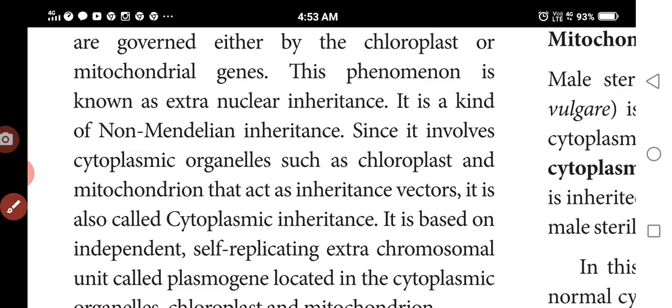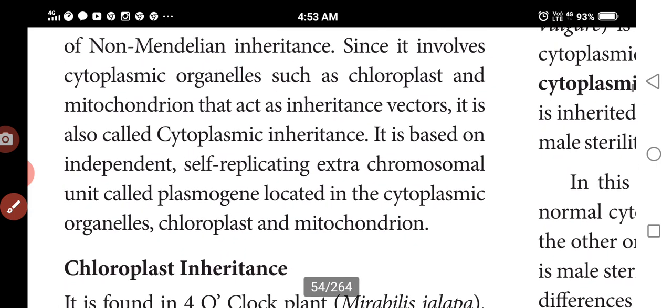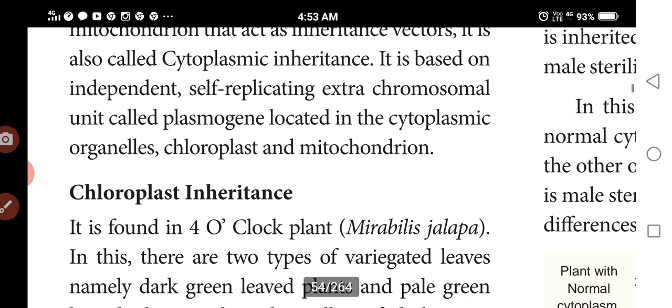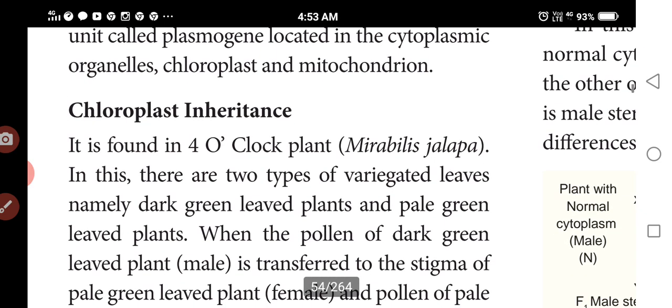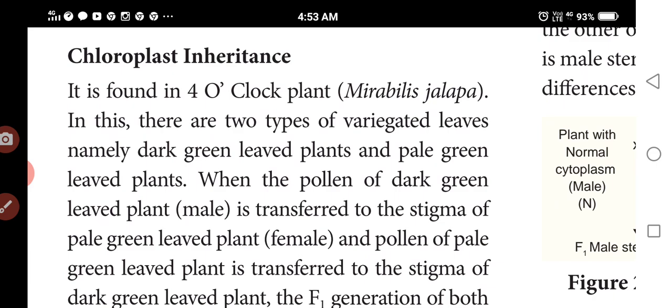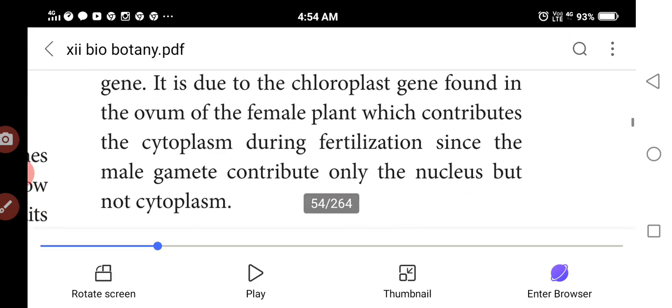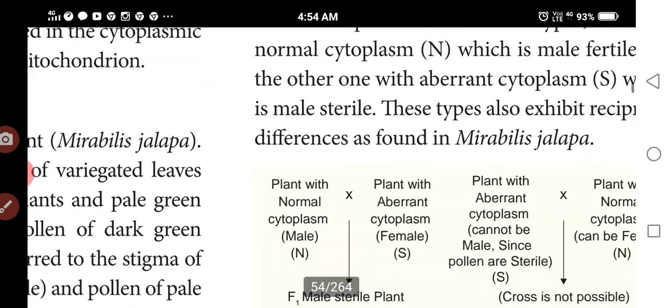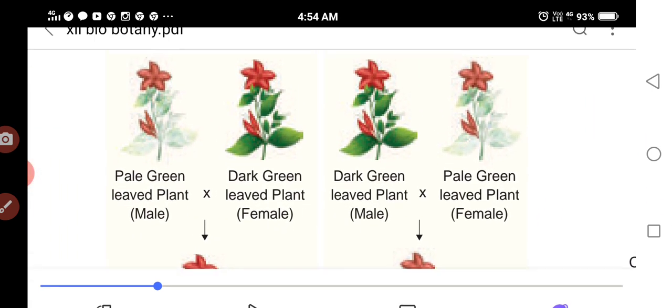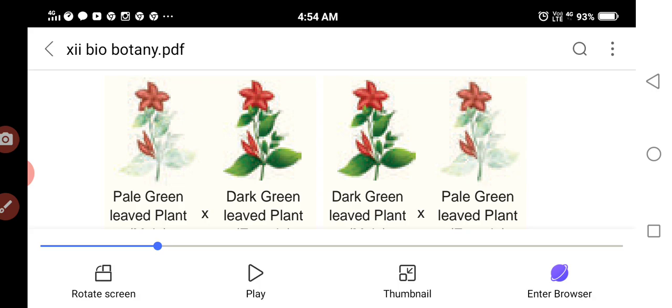Do you know that plasmid extra chromosomal elements are self-replicating and independent? These are the cytoplasmic organelles, chloroplast and mitochondria. The best example is chloroplast inheritance. Do you know the four o'clock plant? Its botanical name is Mirabilis jalapa. Two types of leaves are produced, and we take them for research.